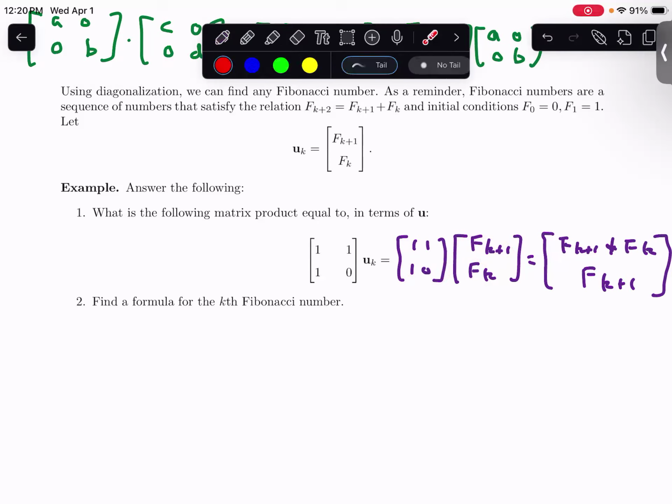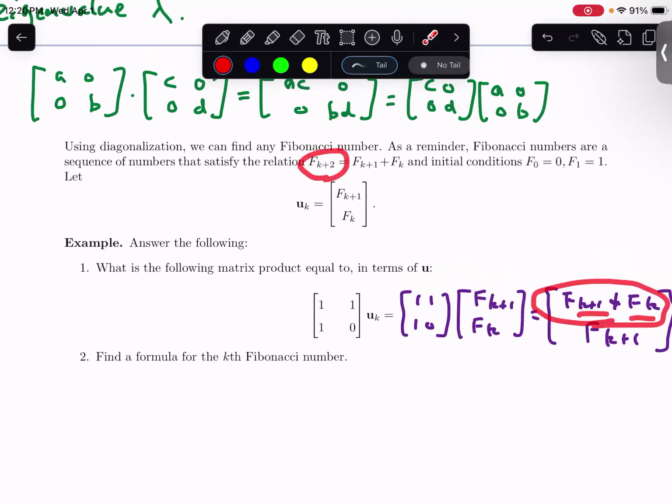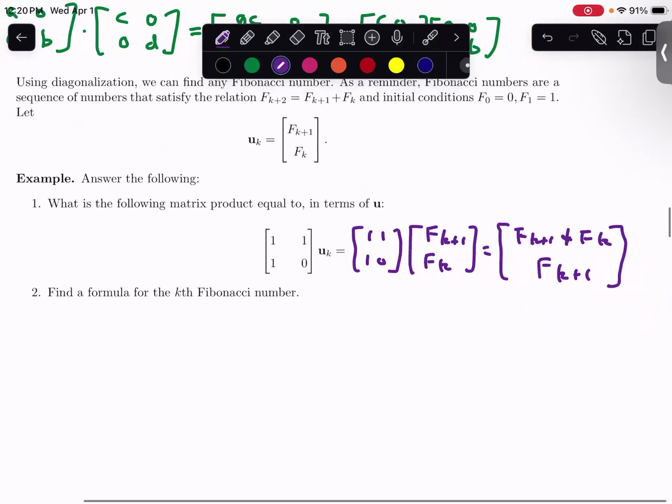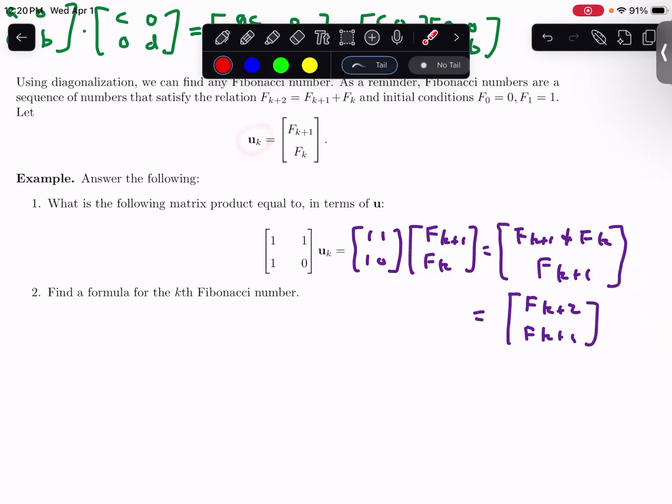If I wanted to express this vector in terms of u, like what is this vector going to be equal to? Does anyone see? Yeah, you should be thinking this first one, like we have f of k plus 1 plus f of k. It's going to be f of k plus 2. So we can rewrite this as being equal to f of k plus 2. And then we have f of k plus 1. And so that's just equal to u sub k plus 1, right? So this is equal to u sub k plus 1.